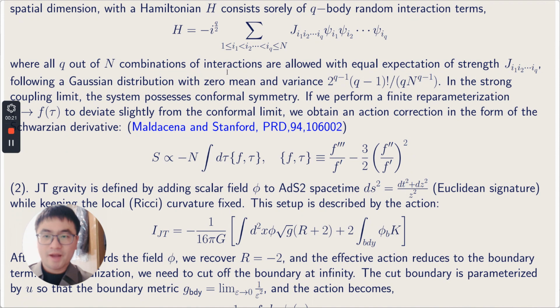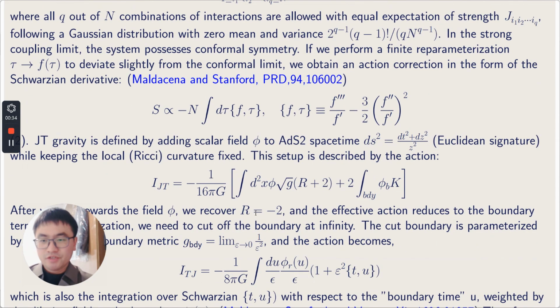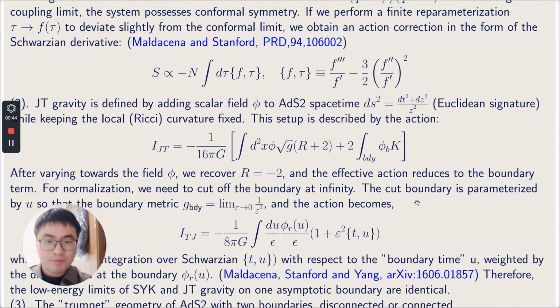is broken to SL(2,R). And the symmetry breaking pattern is fully determined by the Schwarzian action here, which is strikingly the same in JT gravity. JT gravity is a quantum gravity model obtained by adding the scalar field phi to the AdS2 spacetime. If we do the variation of the action with respect to the field phi, we find it reduces to the boundary term, and we need to cut off the boundary for the renormalization at infinity with some line parameterized by the parameter u, and it turns out the action is the Schwarzian of the real time t and the parameter u.